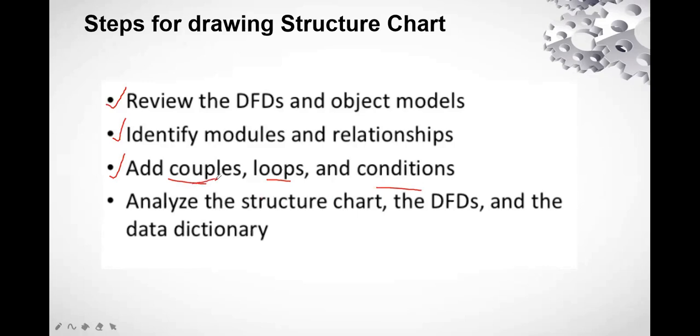Now, what is this couples? We have to add couples. I'll elaborate on it further with the help of a diagram also. But couples is what we are talking about, the data couples. That means the binding of two modules. How two modules are interacting with each other. They are interacting with each other with the help of certain data. So that particular bonding and interaction between them is called data coupling, right?